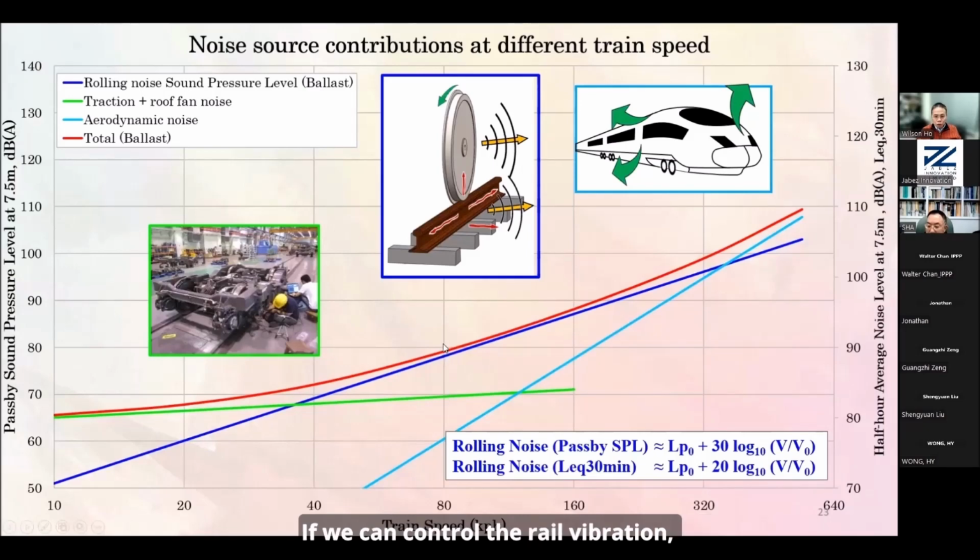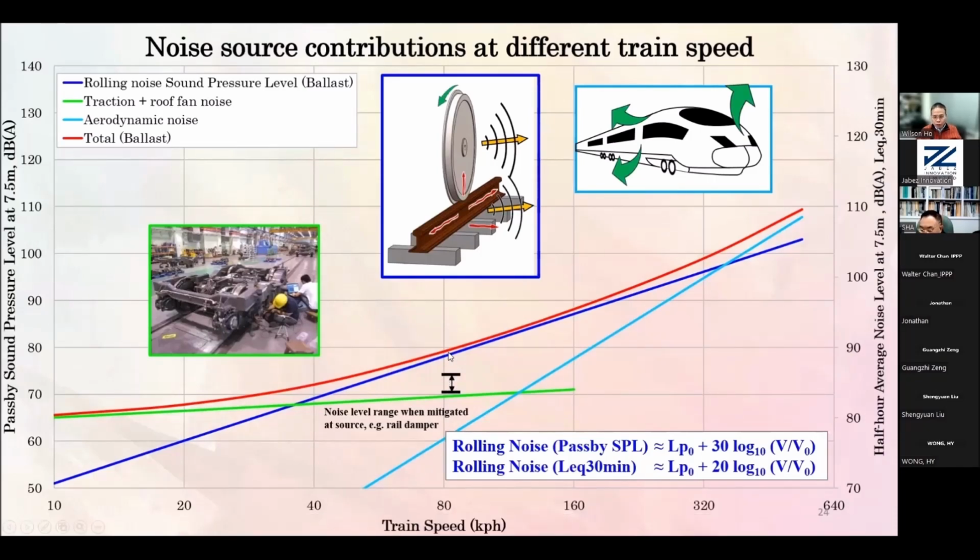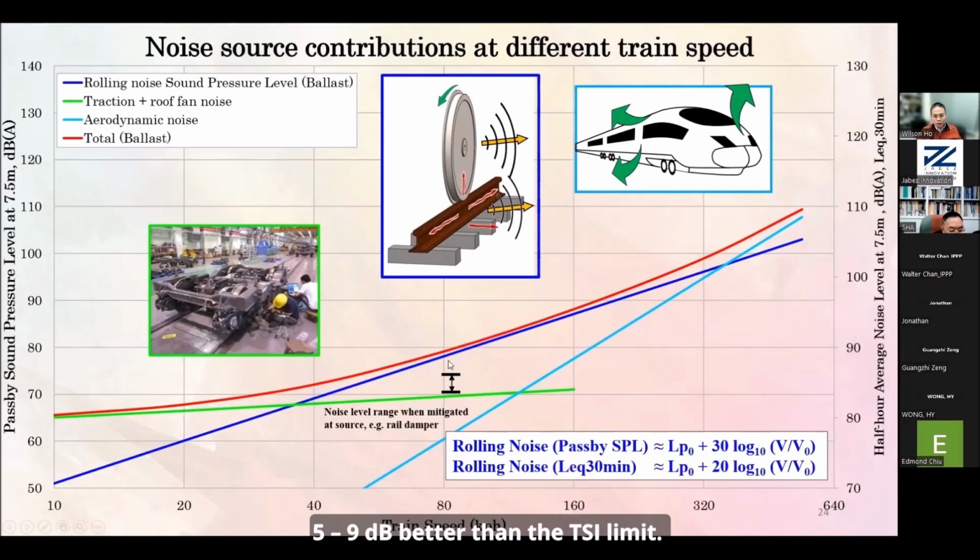So if we can control the wheel vibration, this blue line can be reduced a lot, such that the attributed noise level would be around 71 to 75. If we can have good control of the wheel vibration, we can achieve 71 to 75 dB, 5 to 9 dB better than the TSI limit.